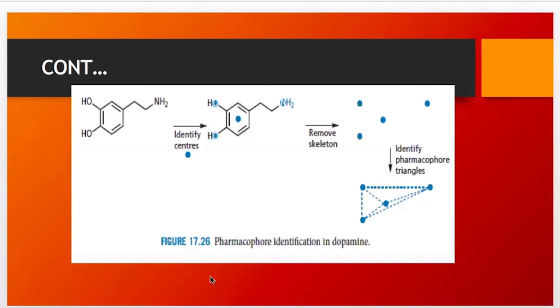So this is what it is, okay? You have got your dopamine there. The first thing we did was to identify the possible binding centers. We have the hydroxyl groups there. We have the aromatic ring. We have also the amino group there.